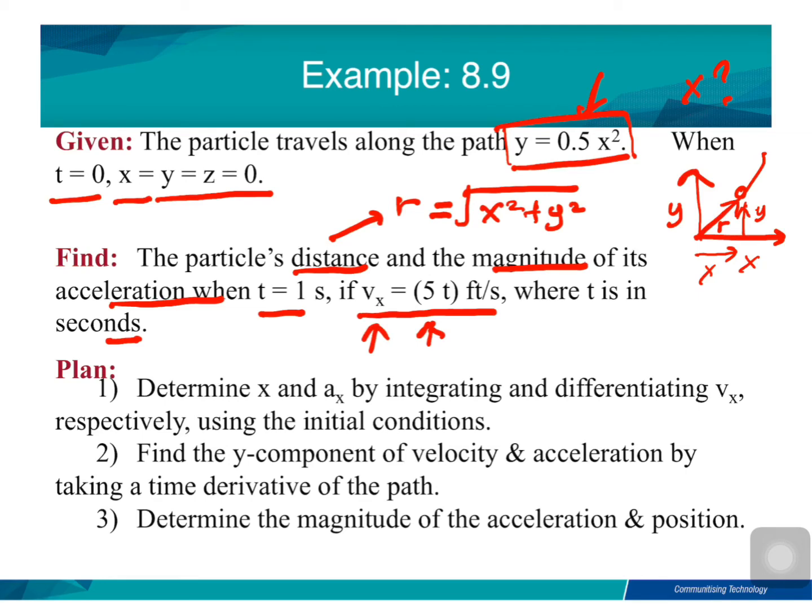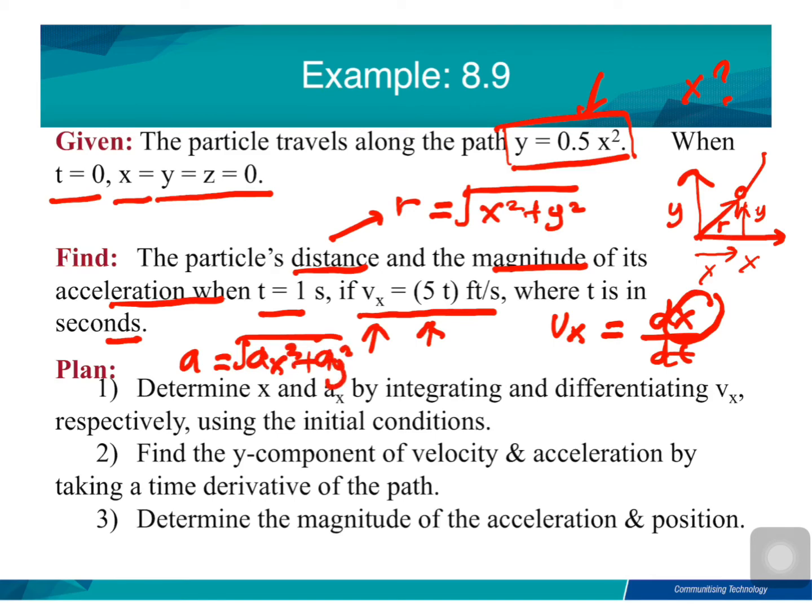Why? Because we know that Vx is equal to dx over dt. Now we want to determine the x, so what should we do? We should integrate. Now you know how to get the r, and next we need to get the acceleration. Acceleration means a is equal to the square root of ax squared plus ay squared. After we determine the ax and ay, we can determine the acceleration.